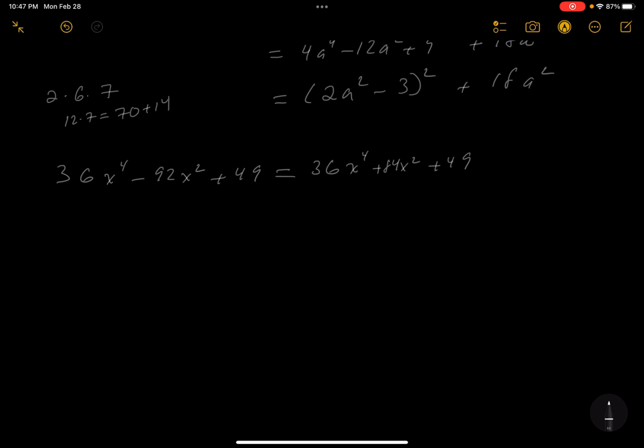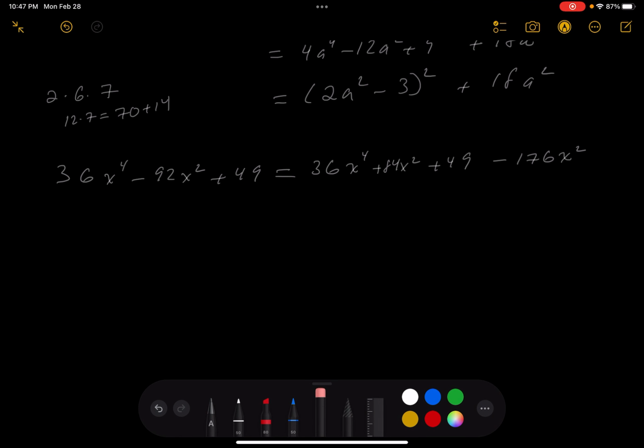And let's see what I'm going to get over here. I guess I have to add on, let's see, minus, I'm going to have to check this out though, 176x squared. And let me get my eraser out. And I need to check the arithmetic on that before I proceed forward. All right, let's write this down.